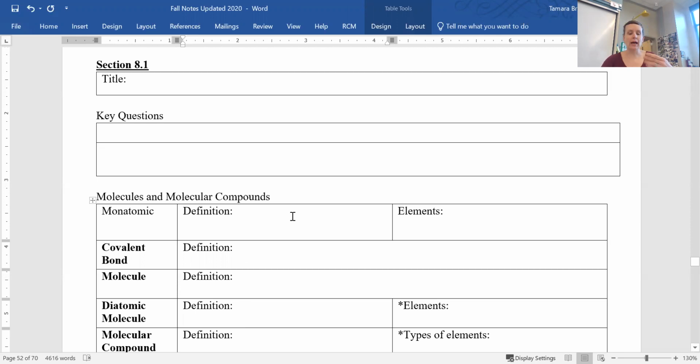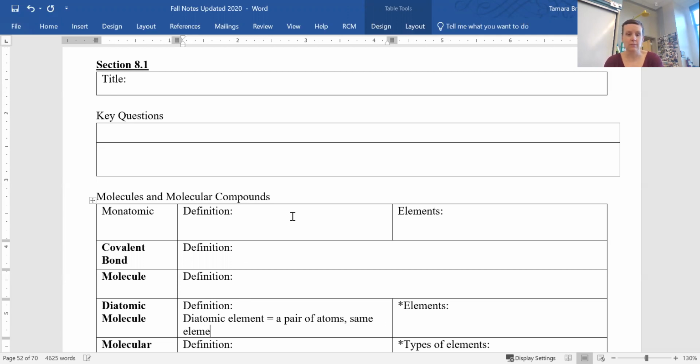So maybe you could add, if you can squeeze it in here, diatomic element would equal a pair of atoms of the same element. So the elements that exist this way, hopefully you already got these from the book. We had oxygen, nitrogen, hydrogen, and the halogens. If you notice, all of these end in GEN: oxygen, nitrogen, hydrogen, halogens.